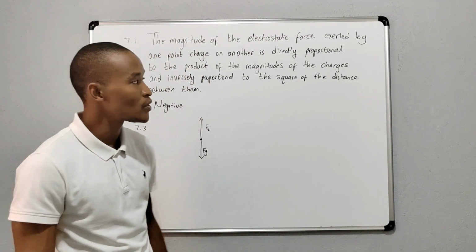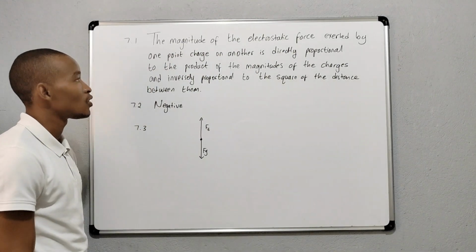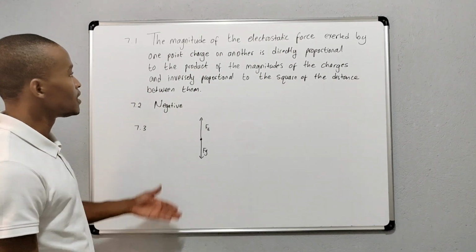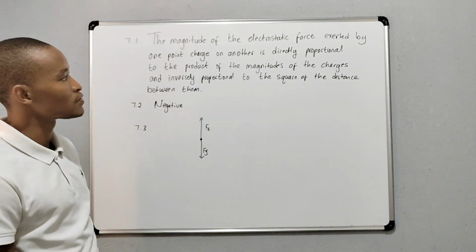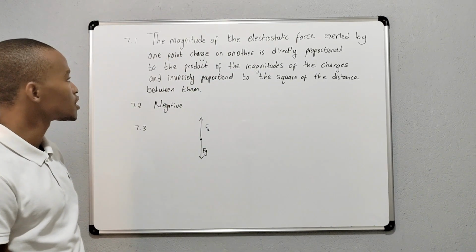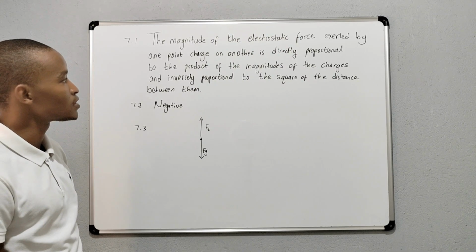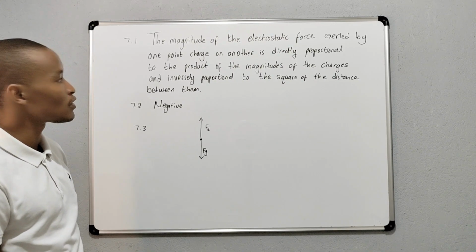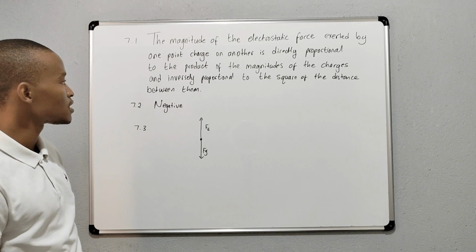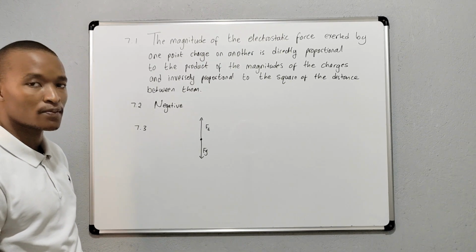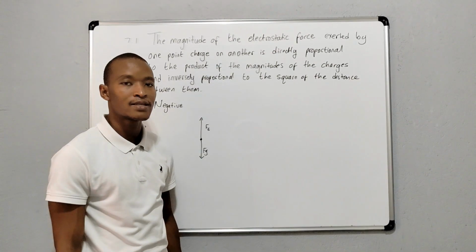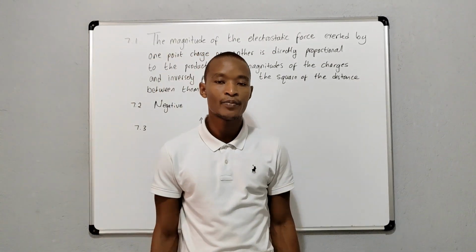Alright, so in the first question, we're asked to state Coulomb's law in words. Okay, and this is exactly what is expected. The magnitude of the electrostatic force exerted by one point charge on another is directly proportional to the product of the magnitudes of the charges and inversely proportional to the square of the distance between them. Okay, so that takes care of 7.1.